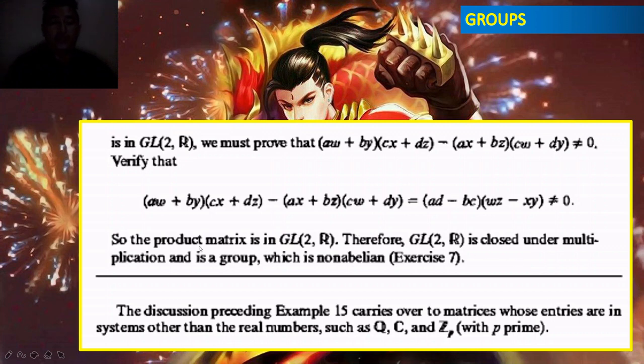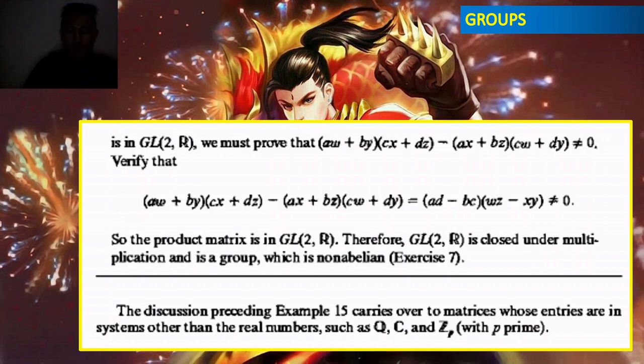Therefore, close siya under multiplication and is a group which is non-abelian. Di siya abelian kay tungod atong example na ganina mas no nga. Ang result sa product sa matrix kay dili sila the same nga itong gibali-bali ang duha ka matrix. So di siya abelian pero group siya under multiplication. The discussion preceding example 15 carries over to matrices whose entries are in systems other than the real numbers such as Q, C, and Zp with p prime. Kaning R da class, pwede ito ilisan og Q, C, and then Z.